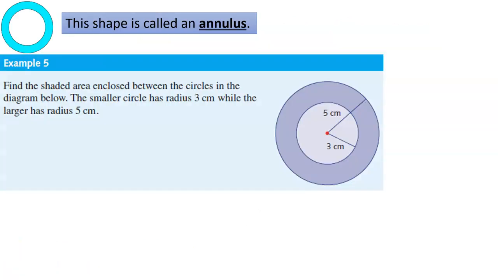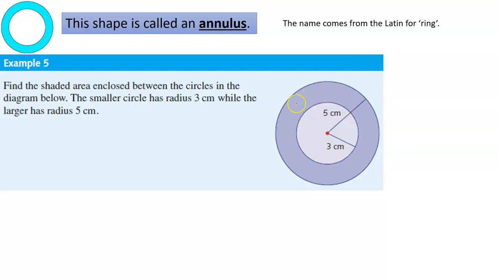Now, that shape is called an annulus. And the word annulus is just the Latin word for ring. And you'll see it's a ring shape. So to be able to find the area, we need to be given 2 radii. One is the radius of the larger circle. So in this case here, my radius is 5. And the radius of the smaller circle that has been cut away from the larger circle.